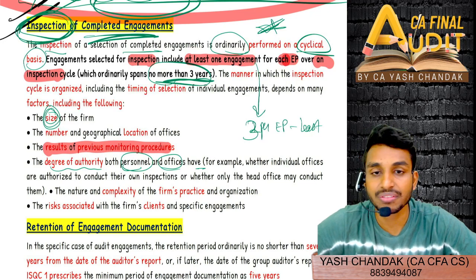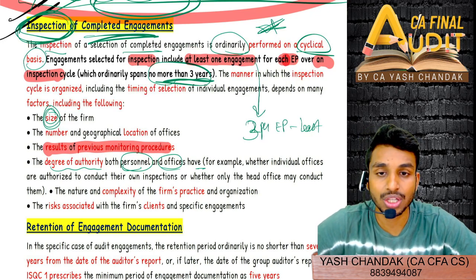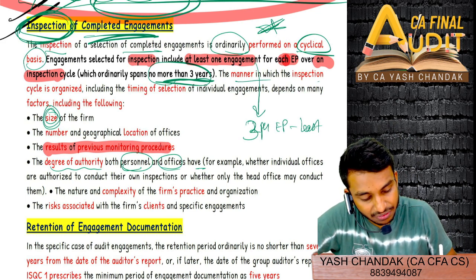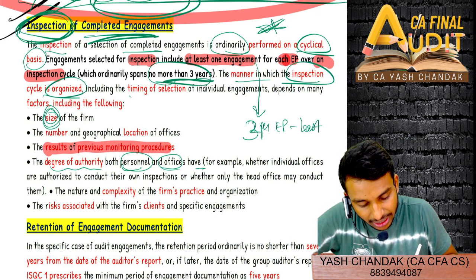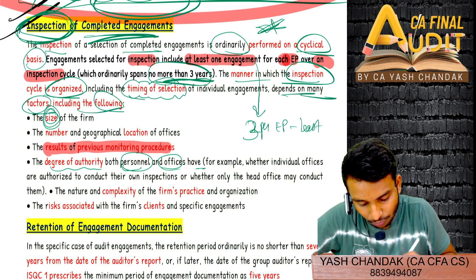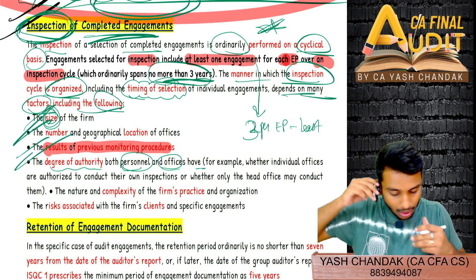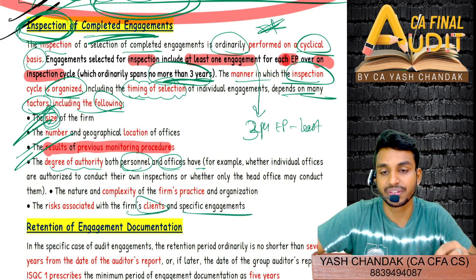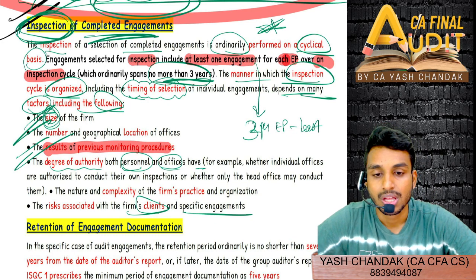So whether the branches have the authority or the head office has the authority can also determine the number of audit engagements. The manner in which the inspection cycle is organized, including the timing of selection, depends on many factors, including the following. And lastly, the risk associated with the firm's clients and specific engagements. How risky is it?